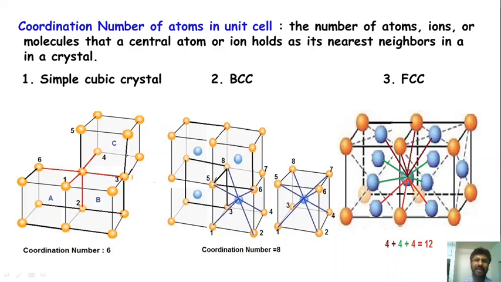So remember that for finding the coordination number, in the case of any crystalline structure, first you have to identify, you have to consider the 1 central atom and how many atoms it holds as its nearest neighbors. Then you will get the coordination number of the corresponding crystal structure.